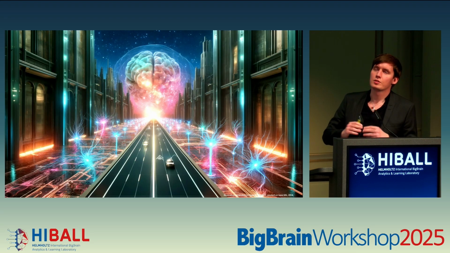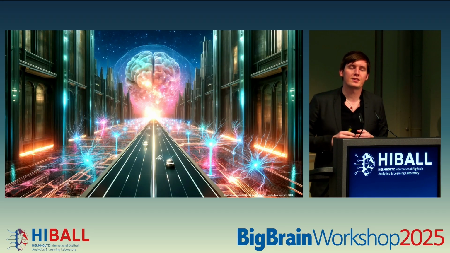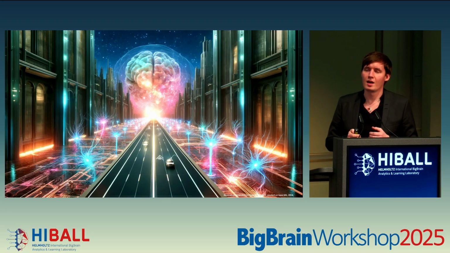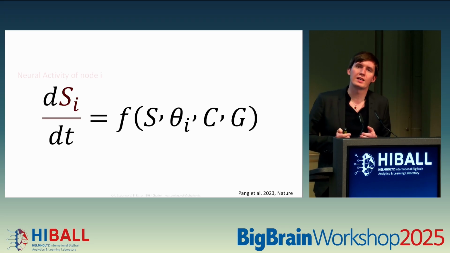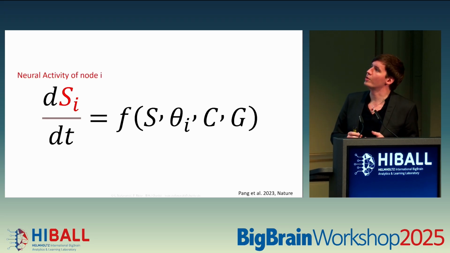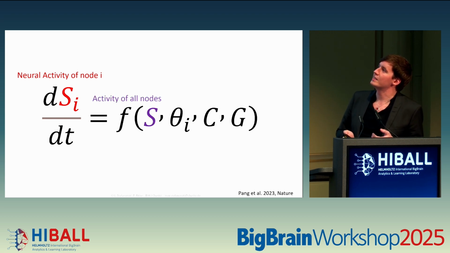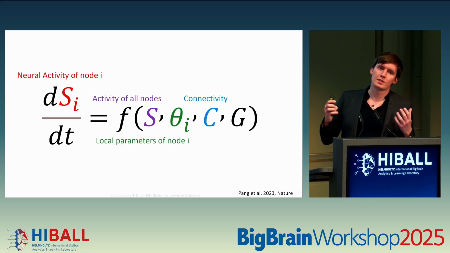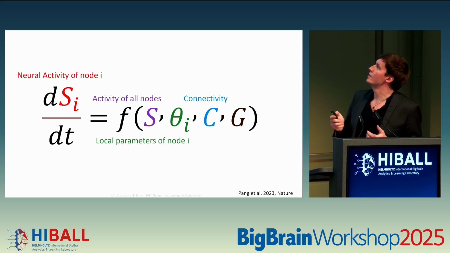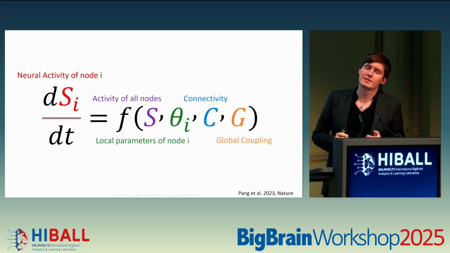Therefore, I want to take you on a short journey inside the brain on the molecular level and explain how we can make use of this. And therefore, I start with where we come from, with the mathematics. This looks complicated, but actually it's a very general formulation of how we can calculate the activity in a brain network model. The activity of one node of this model can be given as a differential equation, and the function is just a function of the activity of all other nodes, then of the local parameters at this node, of the connectivity that connects the nodes, and of the global scaling factor that scales the connectivity.